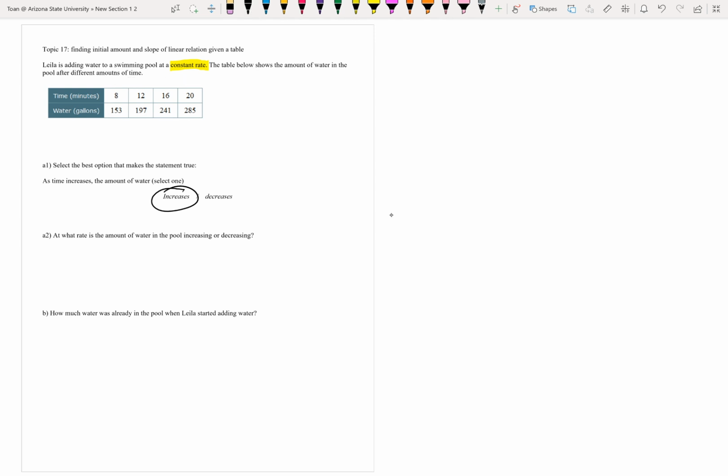Part A2 is asking at what rate is the amount of water in the pool increasing or decreasing. So they actually want a specific number. We know it's not decreasing, so let's scratch that out. We know it's increasing. Now to do this, remember I said that rate is sort of like slope. Slope is rise over run. It's also the change in your y values over the change in your x values. So in this particular table, you can think of time as your x and your water as y. To do that, you just have to figure out by how much is each changing.